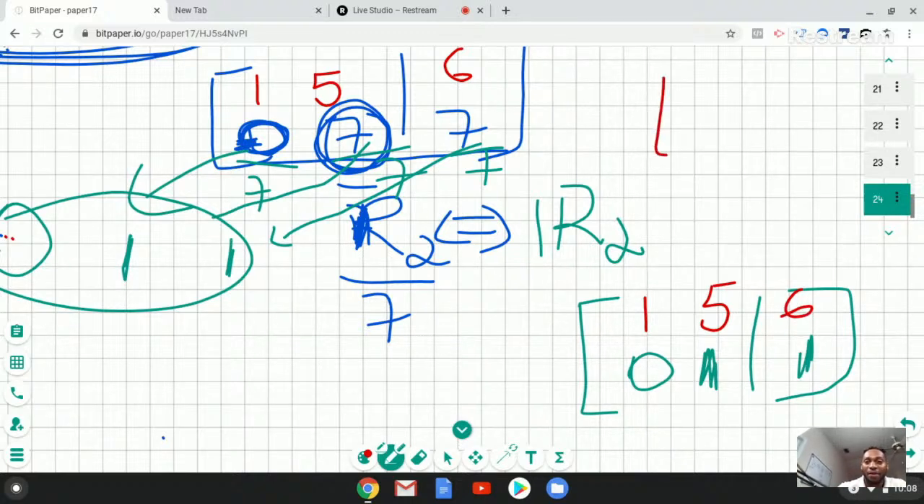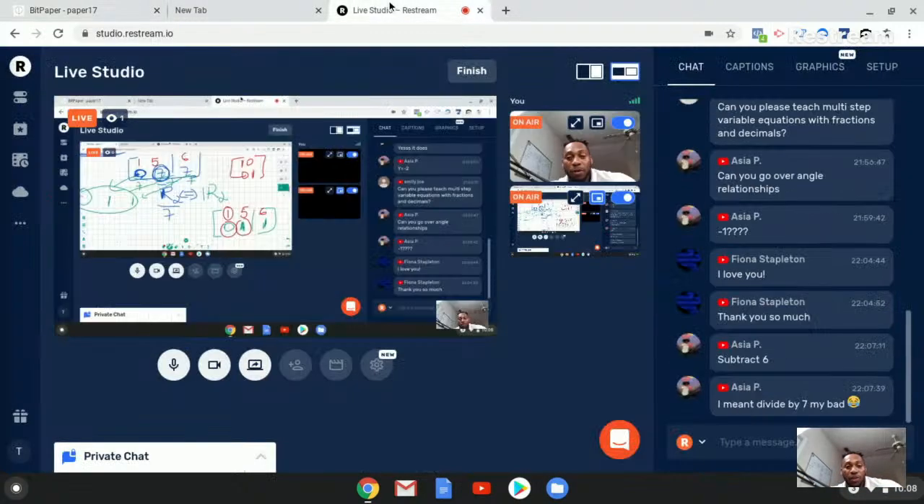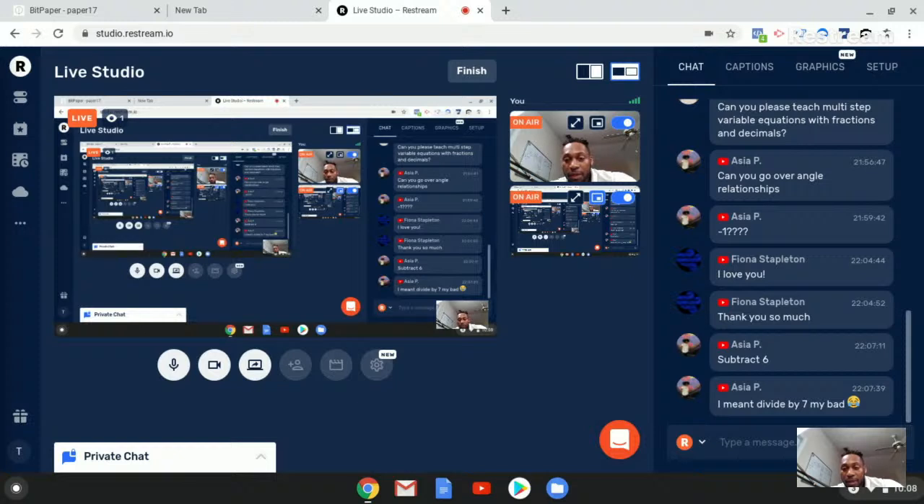I want to remind you what we're shooting for. We're shooting for 1 here, a 0 here, and a 0 here. Now I have the 1 here. I have another 1 here. I have a 0 here. I need a 0 here. Now, what do I need to do to make the last 0 show up? Yes, that way. Yeah, divide by 7.